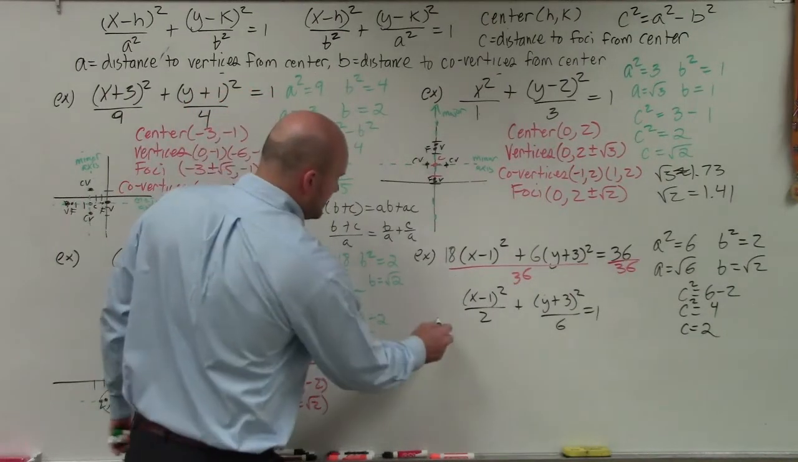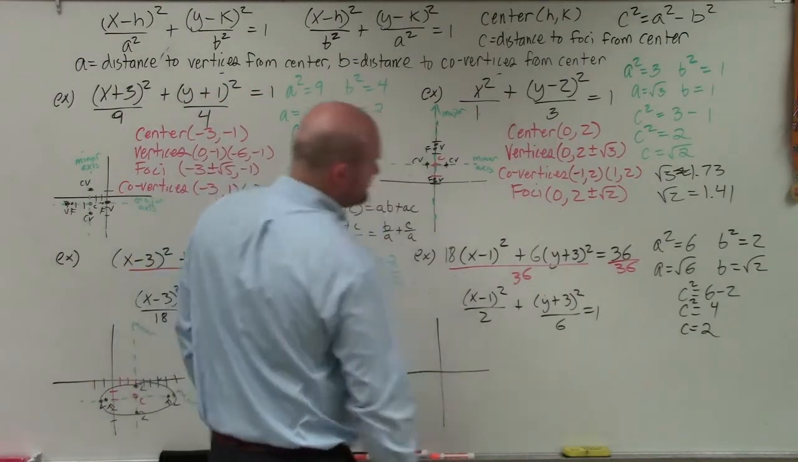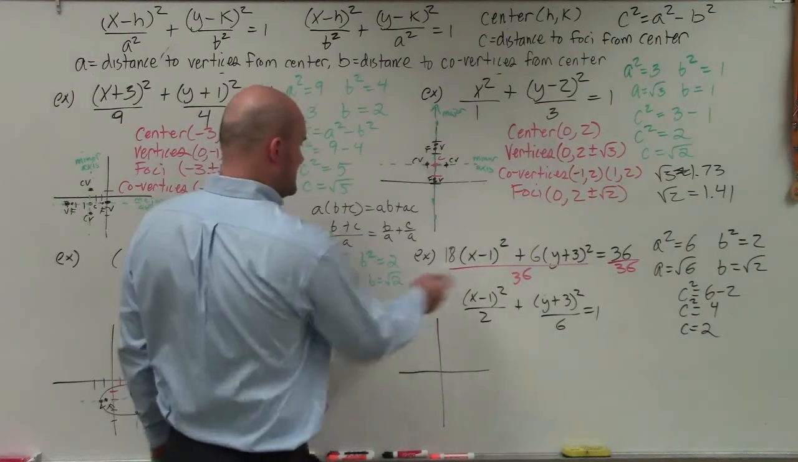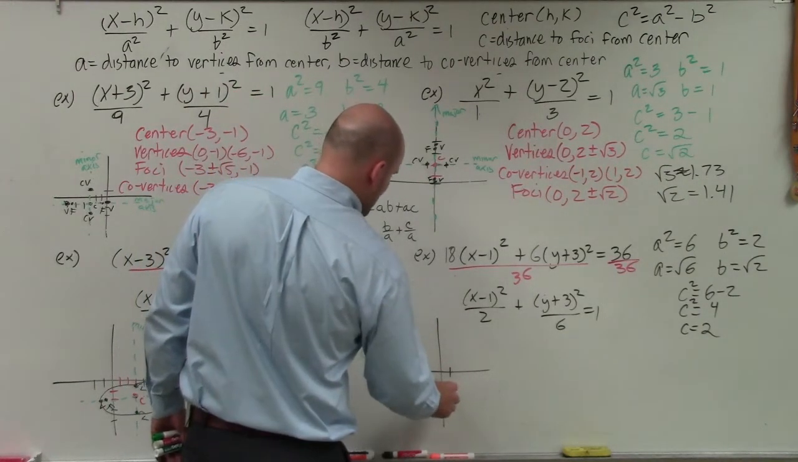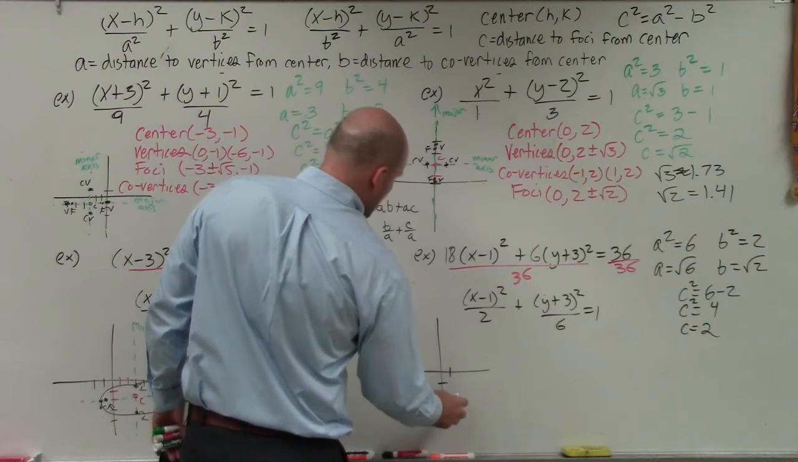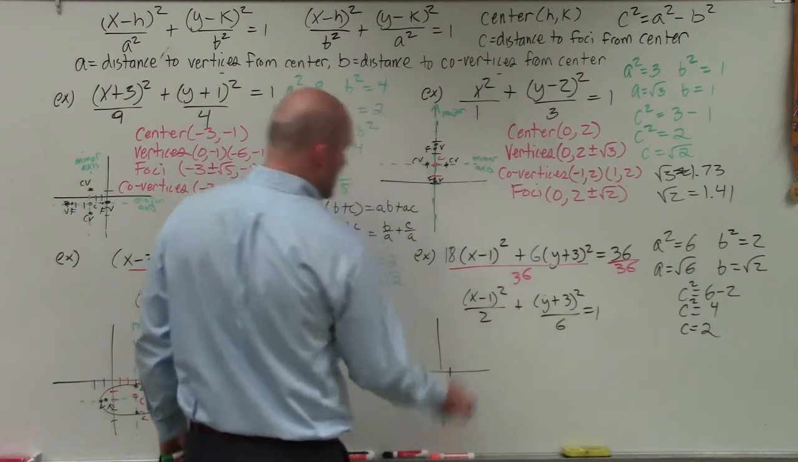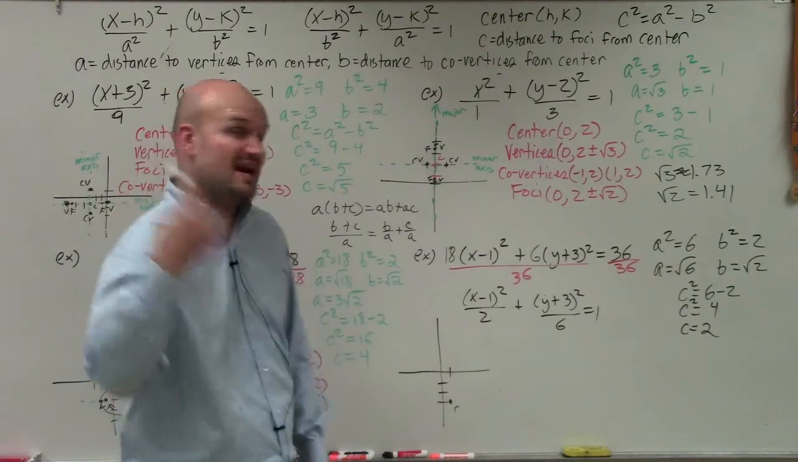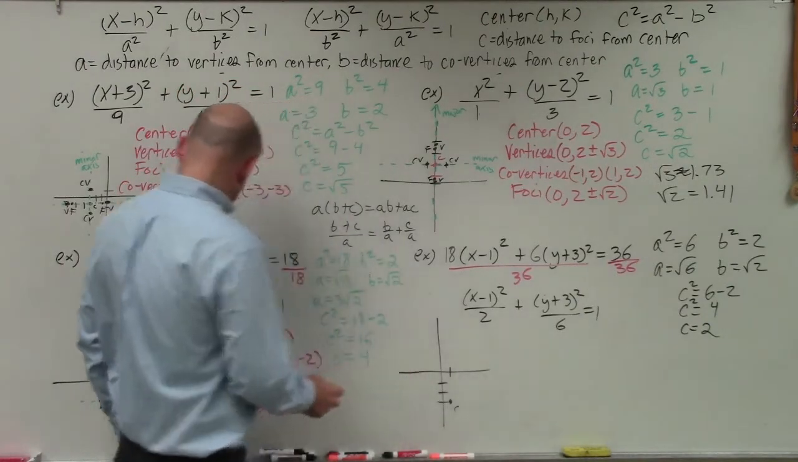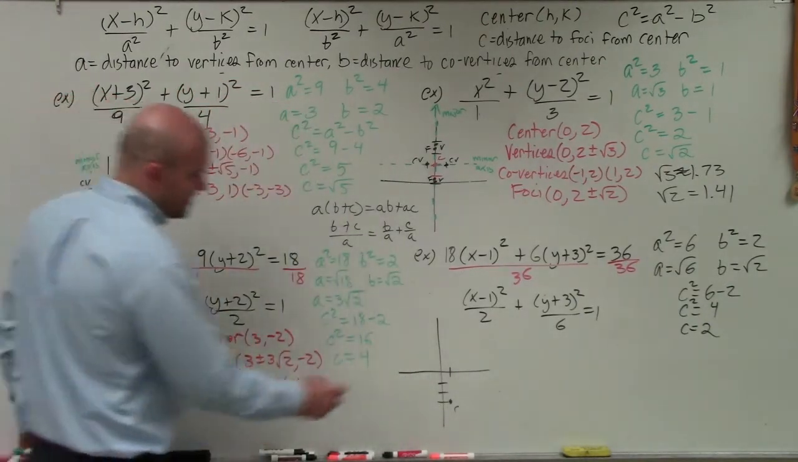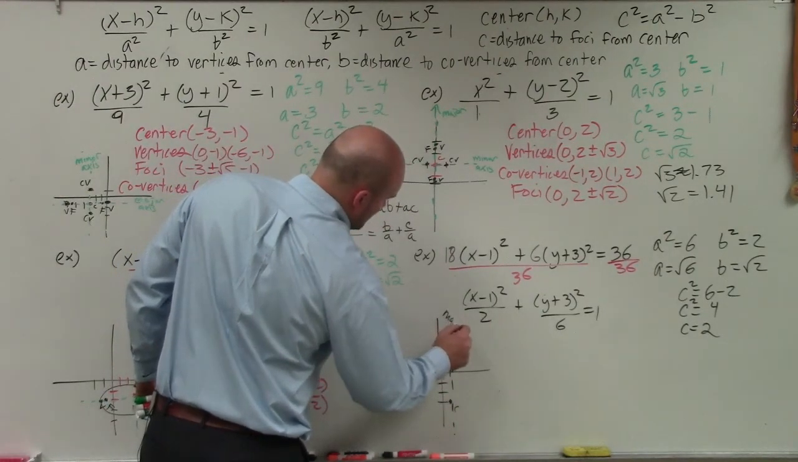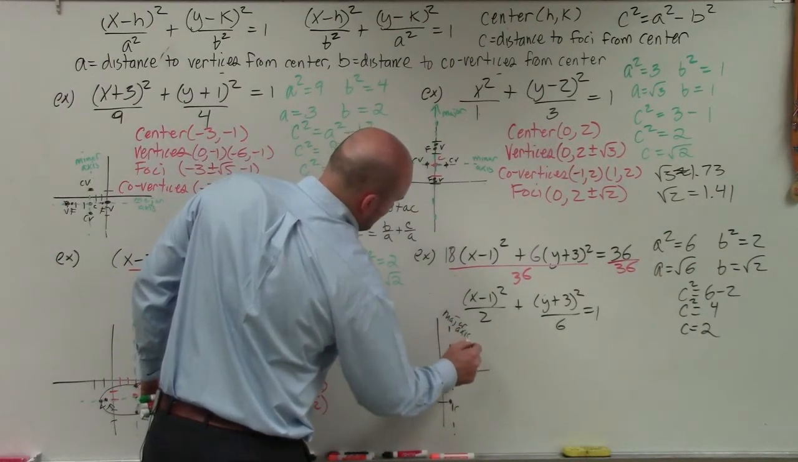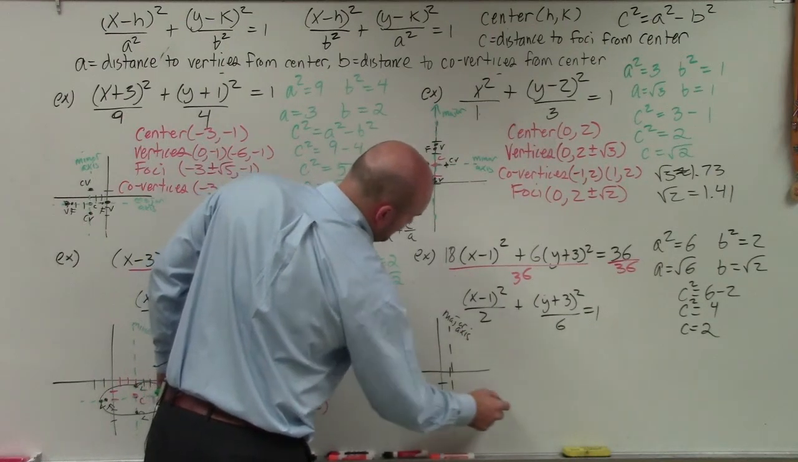We'll go ahead and plot the information. My center is going to be at 1, -3. So over 1, down 3. 1, 2, 3. That's my center. Since my a squared is under the y, that means I have a vertical major axis. See, this one had a major vertical axis. This one has a vertical major, and then a horizontal minor.